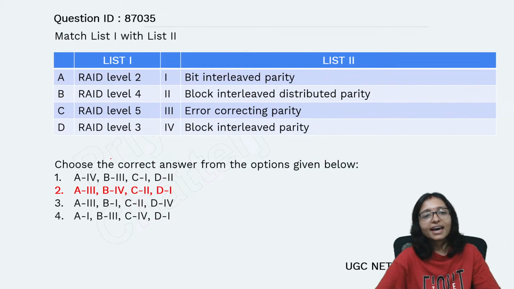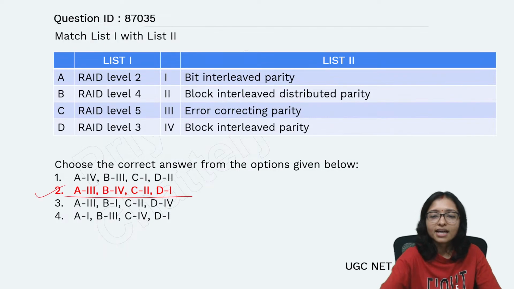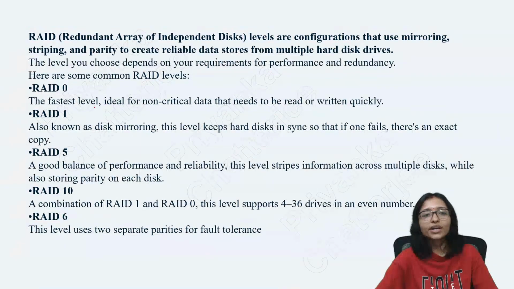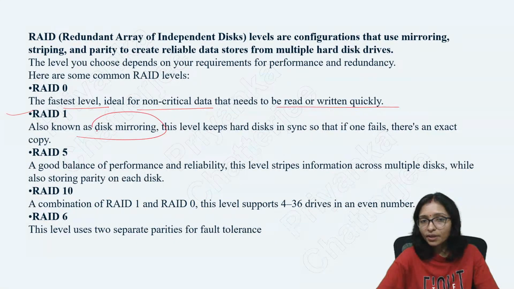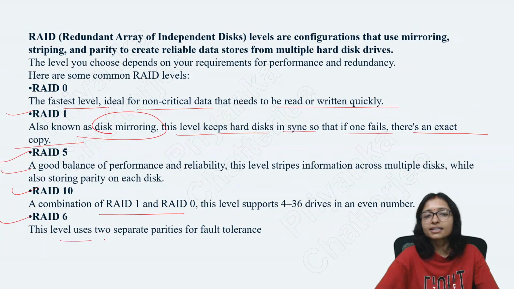Yes, you can see here the answer is 2 here, right? You can see this is the answer. Why this is the answer? Here you can see RAID 0. RAID 0 is the fastest level, and ideally non-critical data needs to be read and written quickly. RAID 1, also known as disk mirroring, keeps the hard disks synchronized, and if one fails, their exact copy will be there. That's why mirror. RAID 5 is the good balance. RAID 10 is a combination of 1 and 0, and RAID 6 has two separate parities.